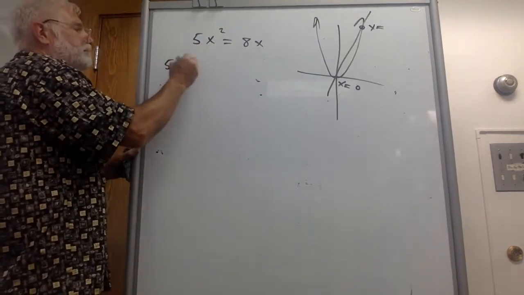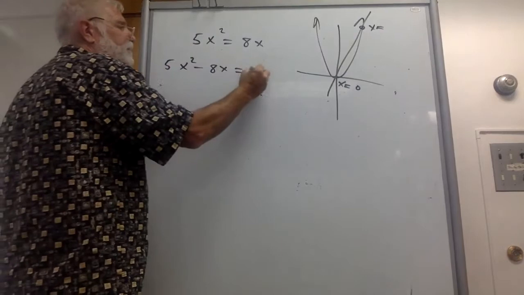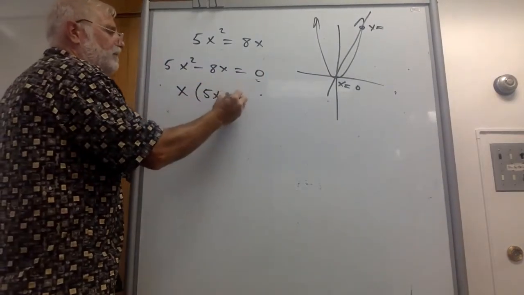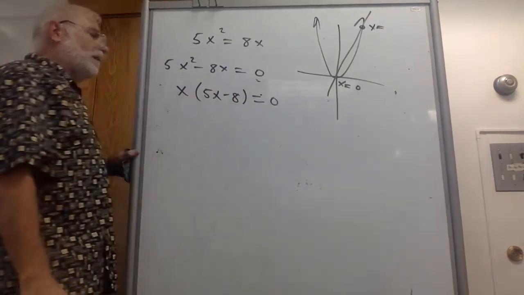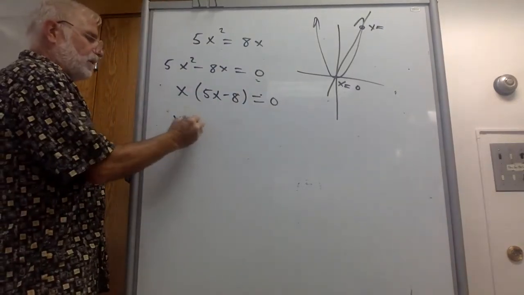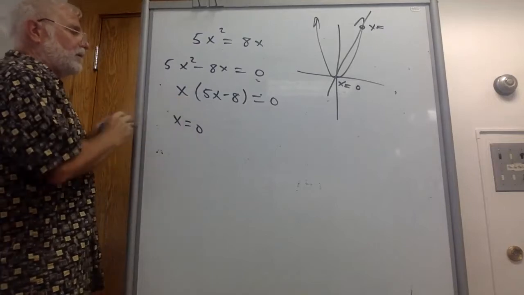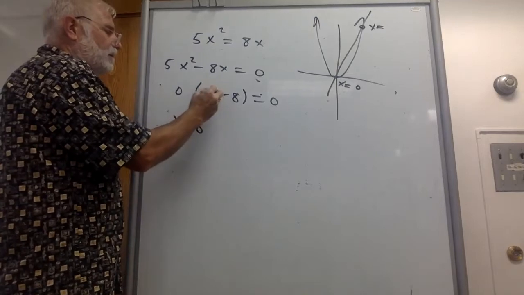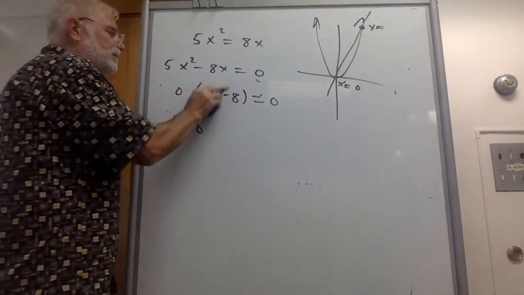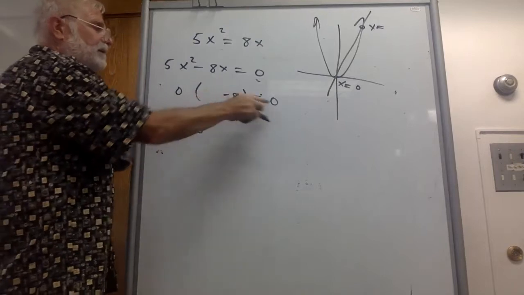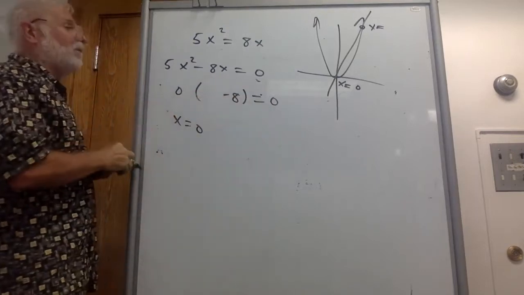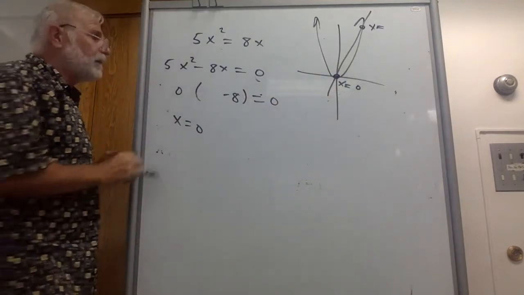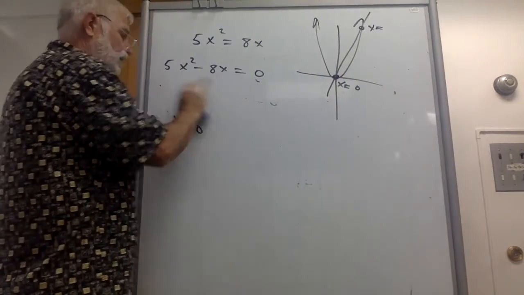Subtracting 8x. We have a subtraction that can be written as a product. And the product gives us information. What numbers work? One of them could be 0, because if you put 0 in, you're going to get 0 times 5 times 0 minus 8. 5 times 0 is 0. 0 times minus 8 is 0. 0 works, and we can see that they share a coordinate at the origin. And the x value at the origin is 0. So we got one answer.